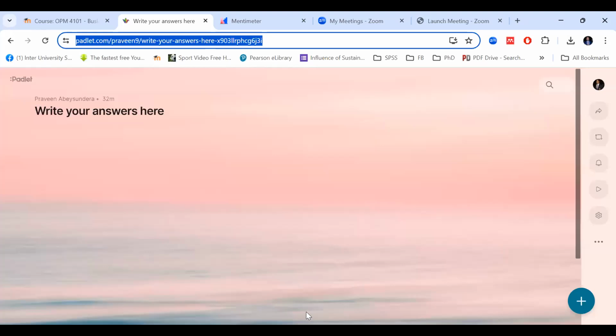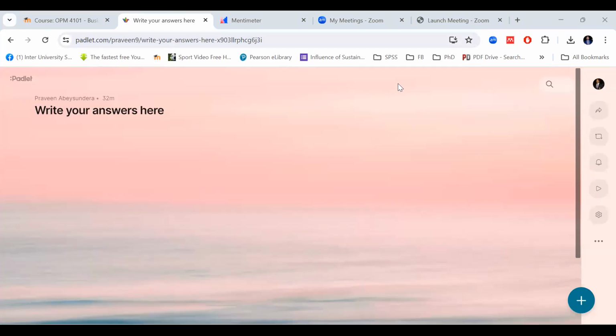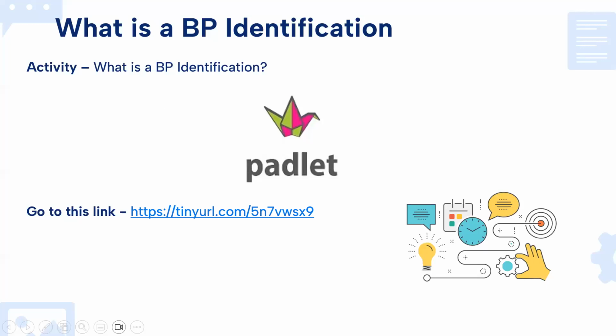I will share the particular link in your chat box also. Go to that particular link and try to identify what is business process identification. So the question is, what is the business process identification? So try to answer this one. I will give you all about a couple of minutes to answer this. So everyone has to answer this one, okay? If you have any questions, you can ask me.